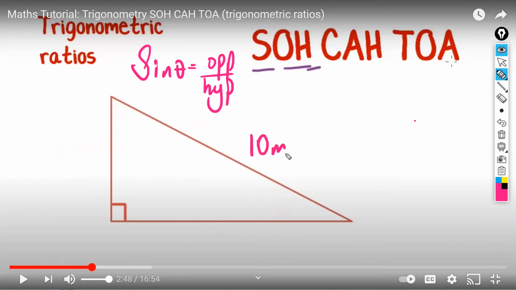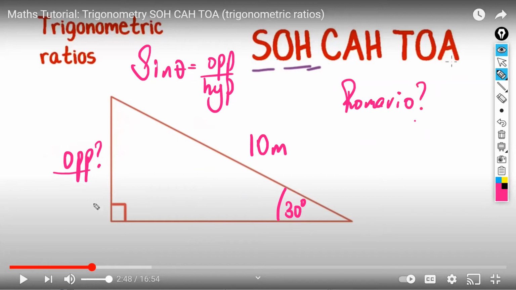Guys, let's say we have 10 meters here, and here is 30 degrees, right? And we don't know the opposite side. We might need to find the opposite side, right? And Romario, this is basically what you're asking about. So in this case, guys, we have the hypotenuse, but we don't have the opposite side. So what do we do in this case, guys? Sine the angle. No, we wouldn't do the inverse in this case.